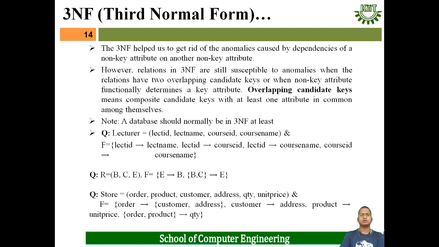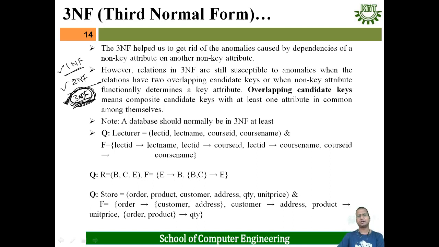3NF, third normal form. Some points are there. The 3NF helps us to get rid of the anomalies caused by dependency. In case of 1NF, insertion, deletion, and updation anomalies may be present. In case of 2NF also, anomalies may be present. But in case of a 3NF relation, no anomalies are present. That's why most database designers use 3NF to design the database.